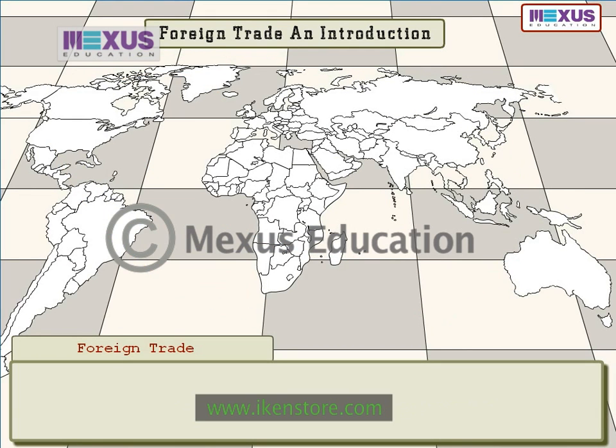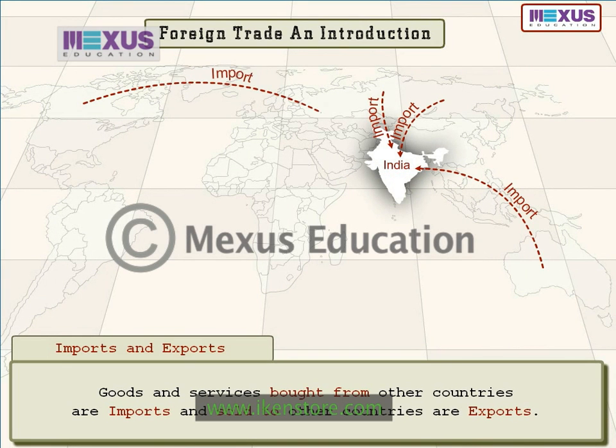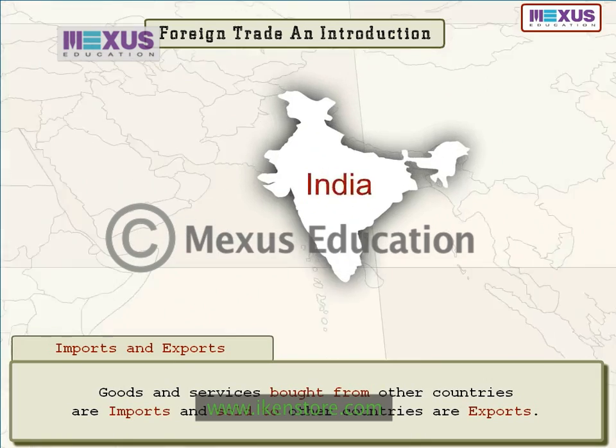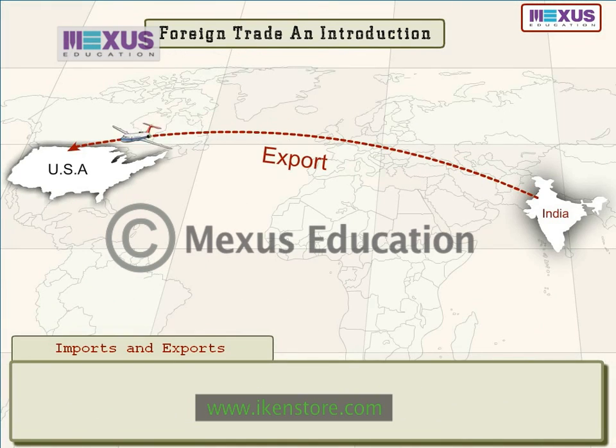Now we will take a quick look at the basic concepts of foreign trade. Imports and exports. Goods and services bought from foreign countries are called imports, whereas goods and services sold to foreign countries are called exports. For example, goods sold from India to the US are exports for India and imports for the US.